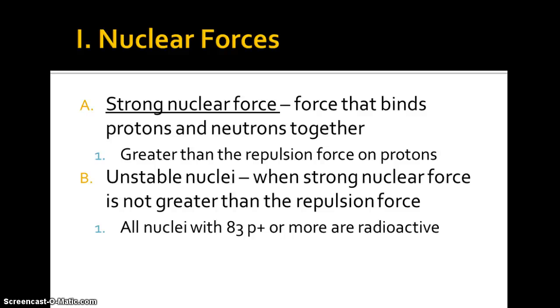In unstable nuclei, however, that happens when the strong nuclear force is not greater than the repulsion force. So the repulsion force, how protons want to repel each other, is stronger than the strong nuclear force. All nuclei with 83 protons or more are radioactive. No matter what isotope it is, they're all radioactive. There are just so many protons in there that the strong nuclear force can't overcome that repulsion, and so that's why they want to decay.